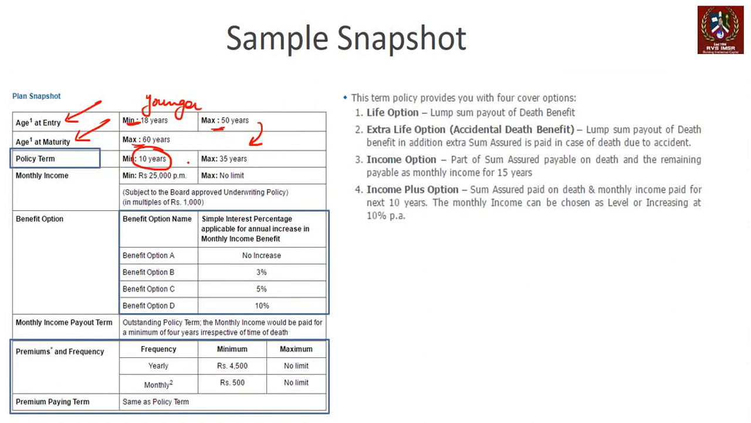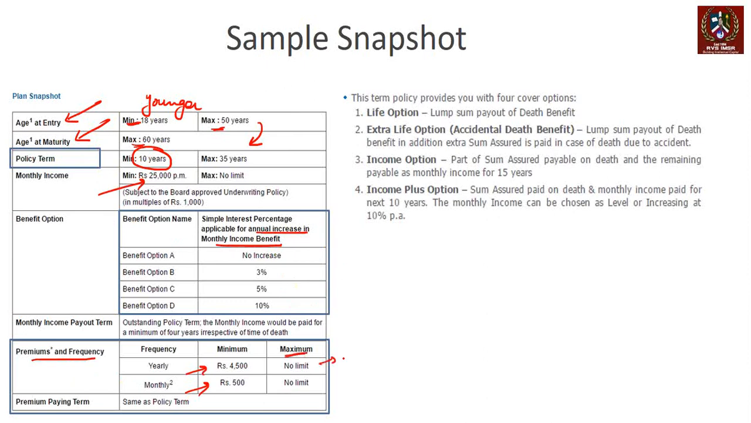We've already said that the need of insurance is more at a lower age. Monthly income, minimum 25,000 per month. They want this to be the income. And then there are some sort of benefits. Each policy may not have these. Some policies have this. We've just taken an example where a policy has annual increase in monthly income benefit, right? Now we'll see what that means. 3%, 5%, 10%, and based on that, your premiums will have to be paid. Your premiums and frequency: the minimum premium you have to pay yearly is 4,500 and minimum monthly is 500 rupees. Maximum, there is no limit.